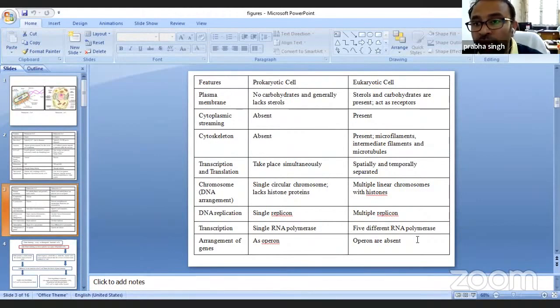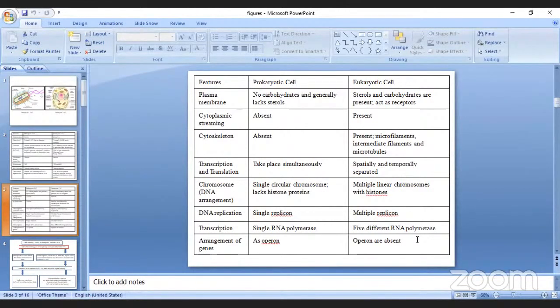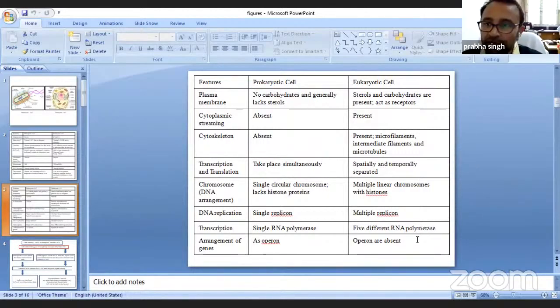And why do they need to be multi-repliconic? Why can't they be single repliconic? Why does the eukaryotic system need to be multi-repliconic? Sir, if there is only one replication origin, then it takes some days to replicate the DNA, sir. Exactly. So in order to speed up the process, we have multiple replicons in the eukaryotic system.